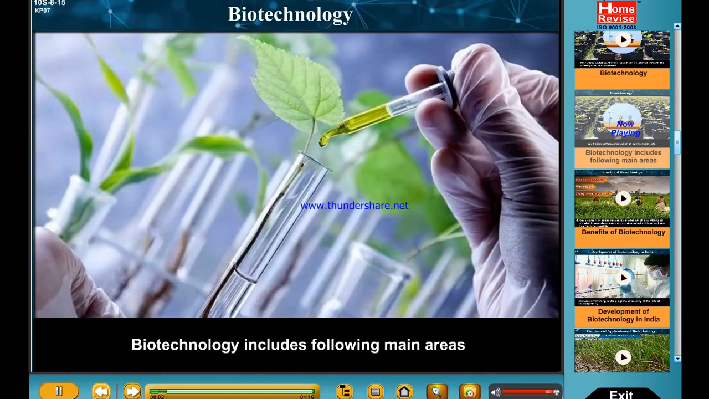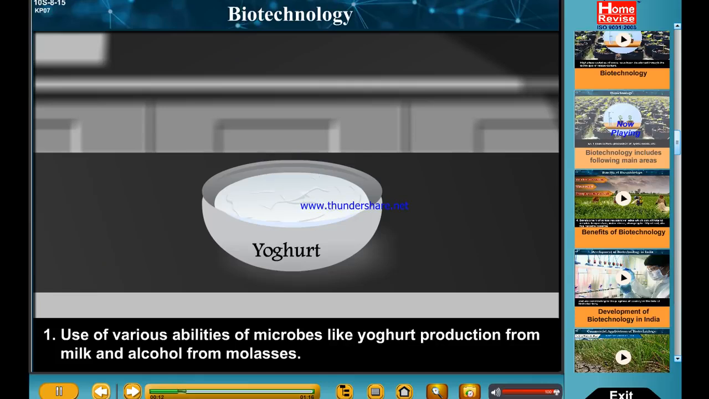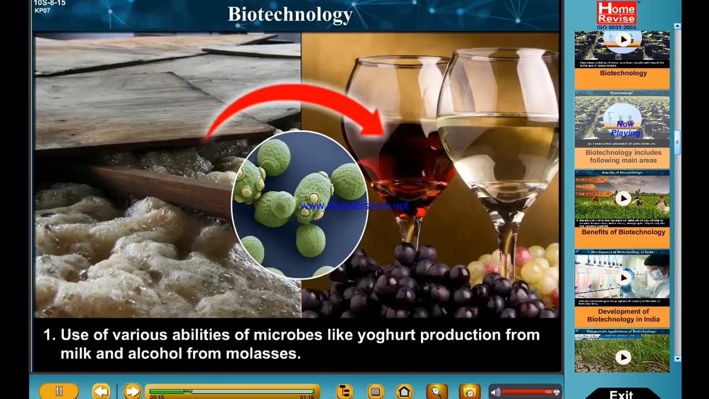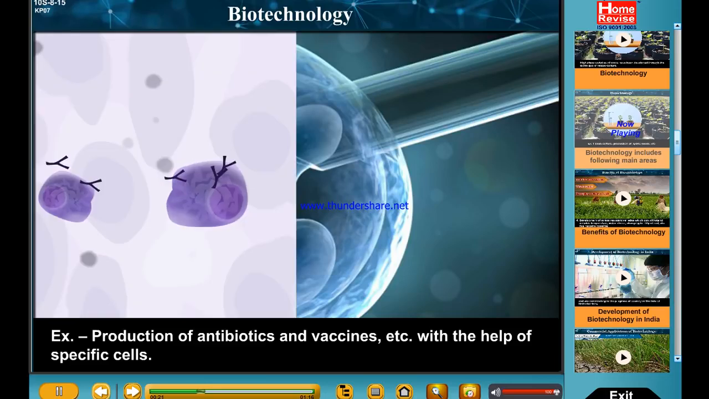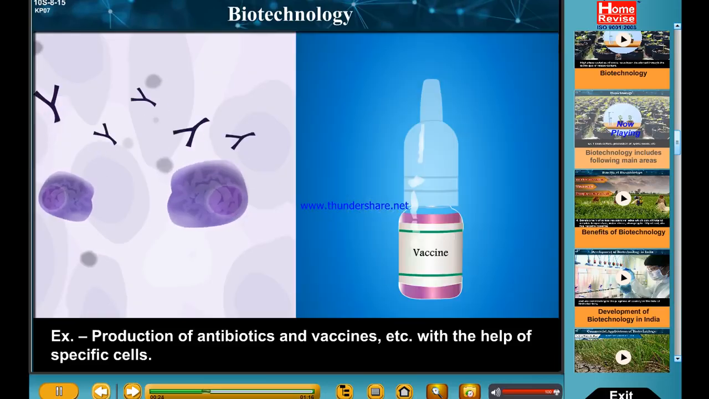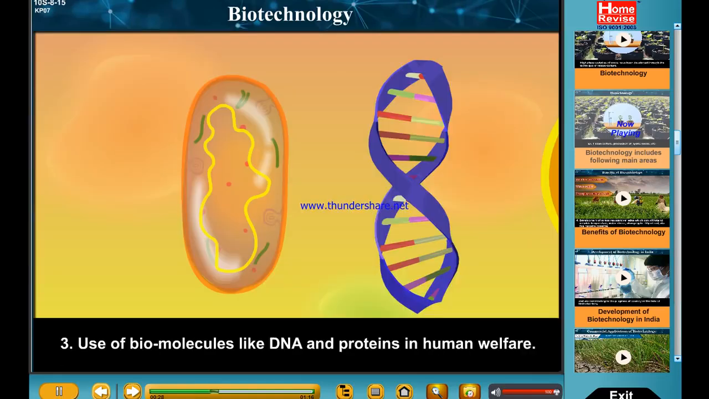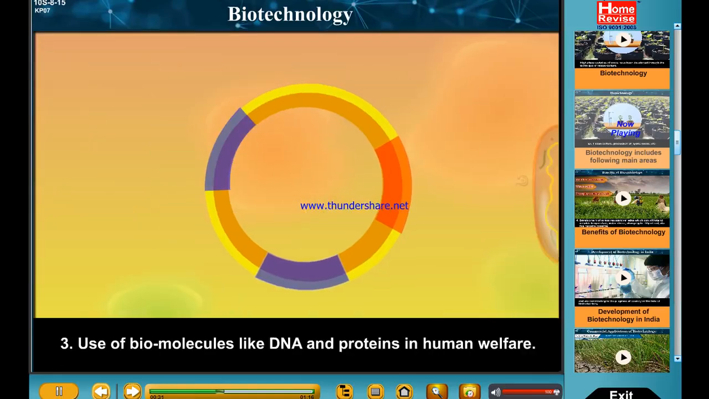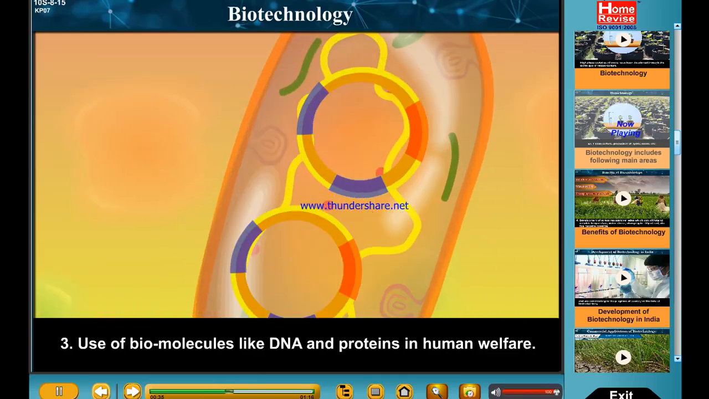Biotechnology includes following main areas. 1. Use of various abilities of microbes like yogurt production from milk and alcohol from molasses. 2. Use of productivity of the cells. Example, production of antibiotics and vaccines, etc. with the help of specific cells. 3. Use of biomolecules like DNA and proteins in human welfare.